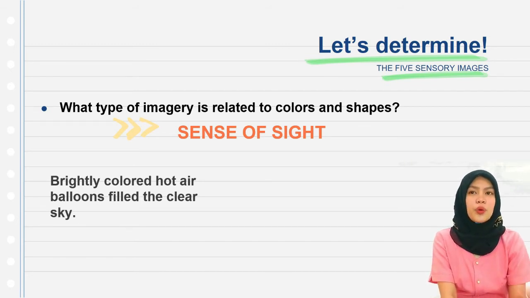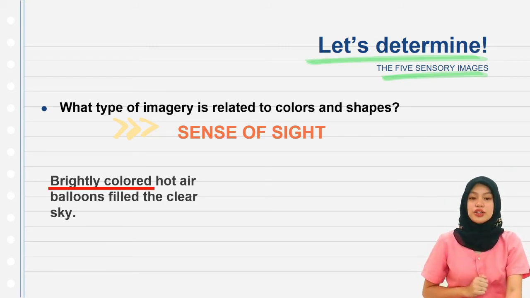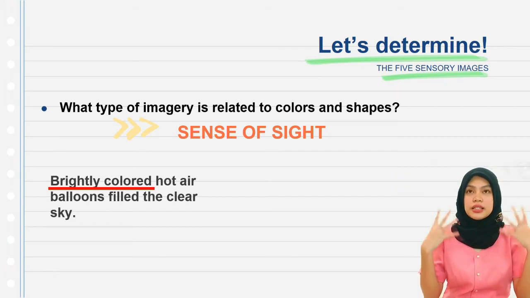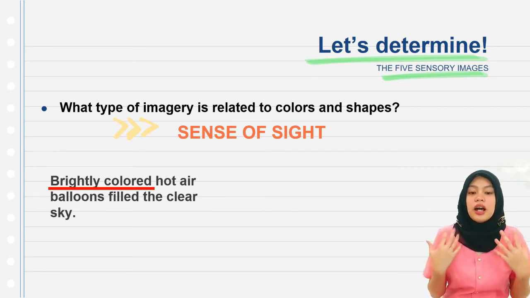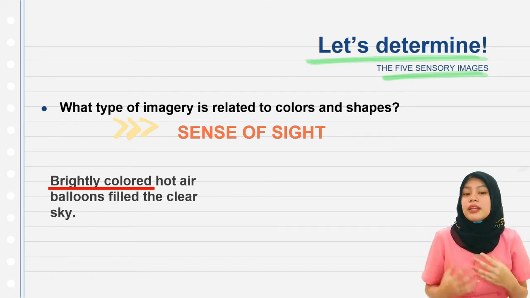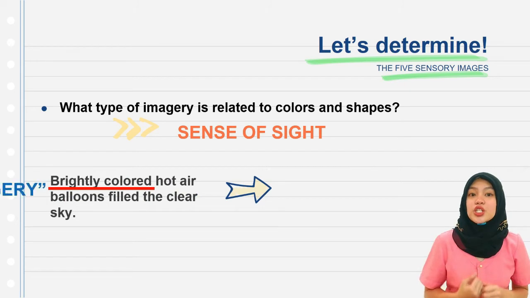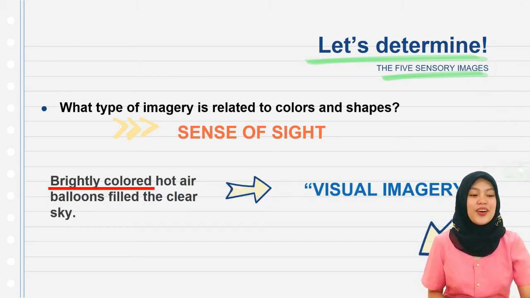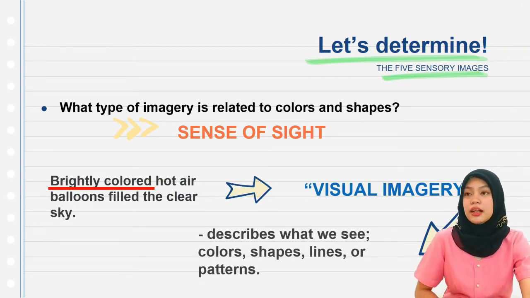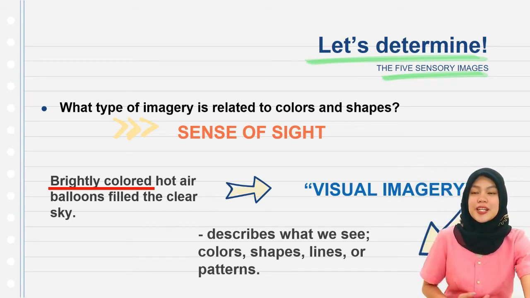So what are the words that made you say it's the sense of sight? Yes, Verity. Brightly colored. So you can imagine that the hot air balloons filled in the clear sky look brightly colored. So in imagery class, this is called visual imagery. Okay, so it describes what we see. It can be colors, shapes, lines, or geometric patterns, and so on.